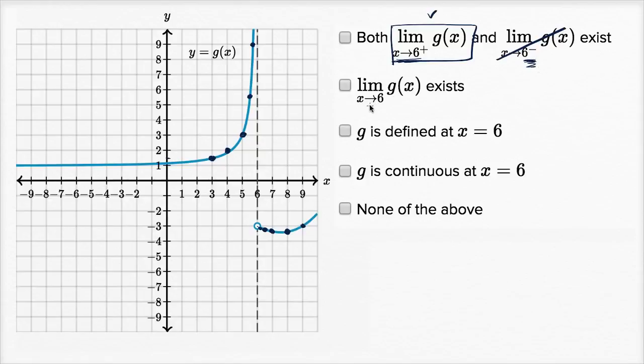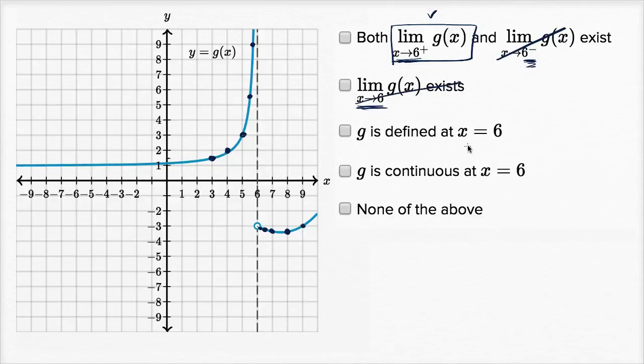Now let's see. They say the limit as x approaches 6 of g of x exists. Well, the only way that the limit exists is if both the left and the right limits exist and they approach the same thing. Well, our limit as x approaches 6 from the left-hand side does not even exist. So this cannot be true. So that's not going to be true. The first one's not going to be true.